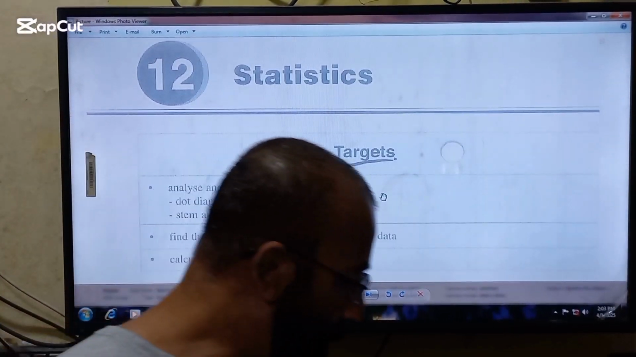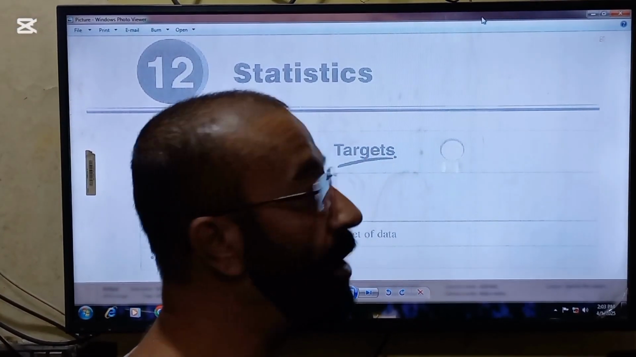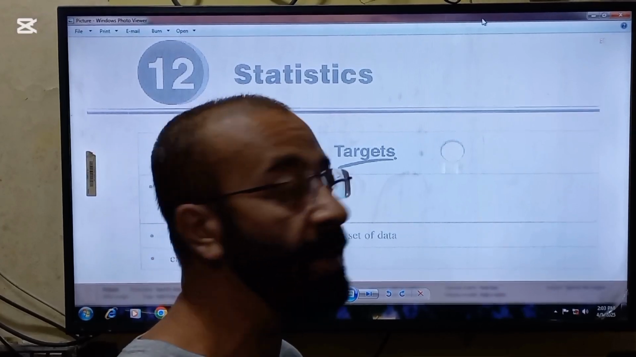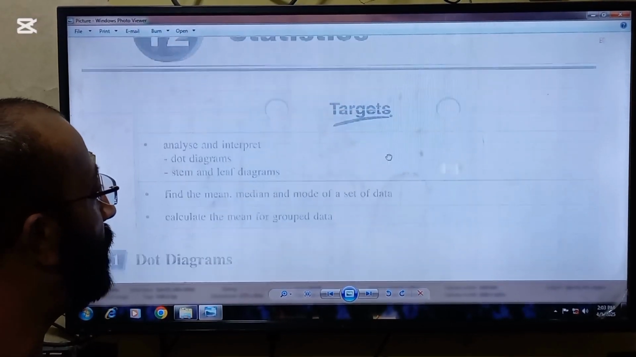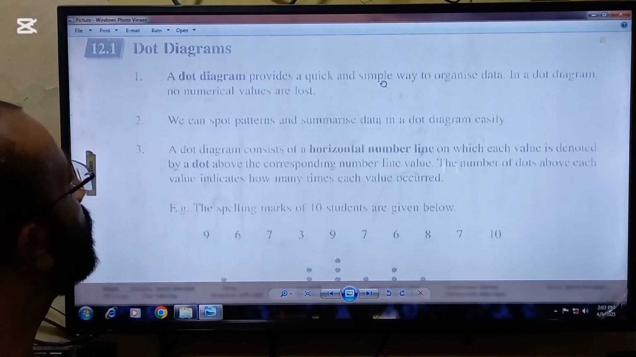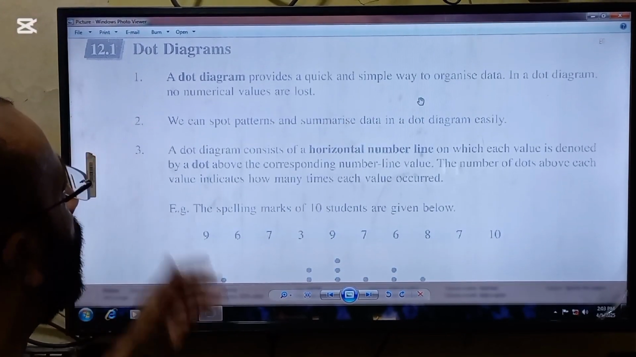Good morning, students. The new topic which we are going to start in O-level mathematics is statistics. And in statistics, the first topic which is going to be started is the dot diagram.